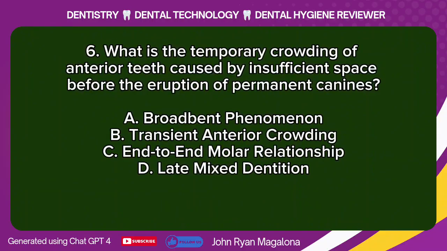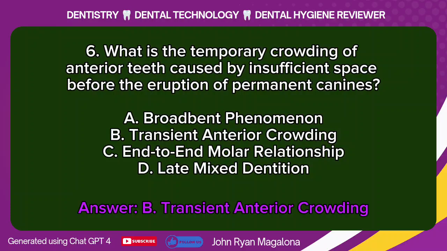6. What is the temporary crowding of anterior teeth caused by insufficient space before the eruption of permanent canines? A. Broadbent phenomenon. B. Transient anterior crowding. C. End-to-end molar relationship. D. Late mixed dentition. Answer: B. Transient anterior crowding.